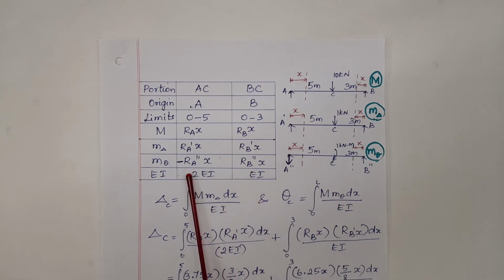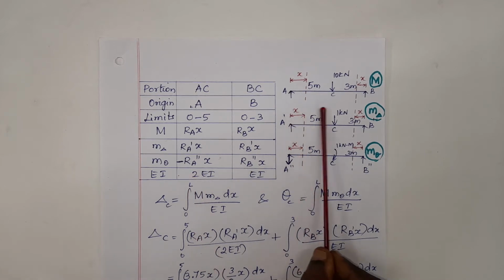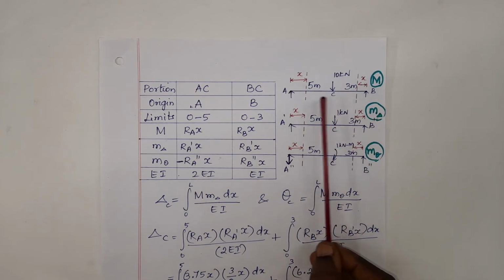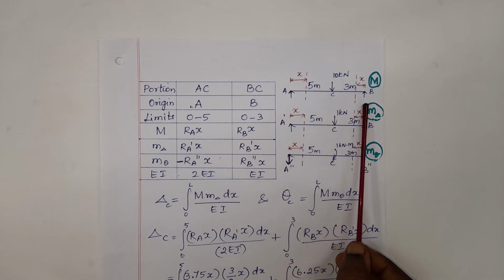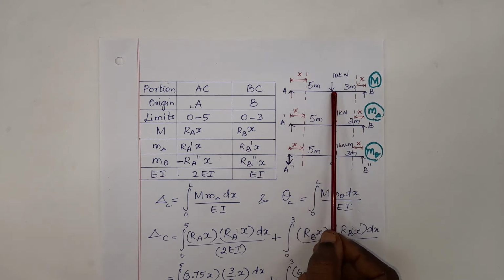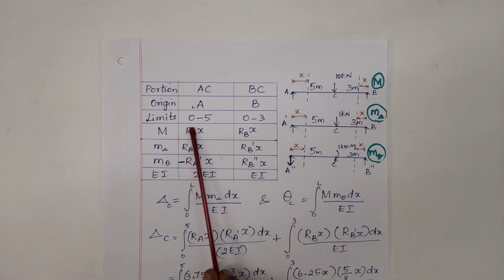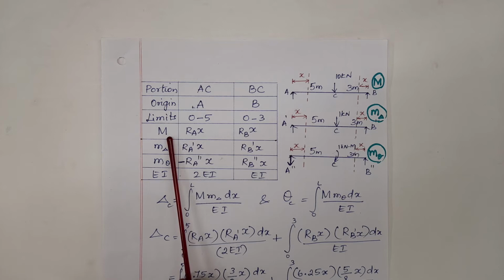Now check this tabulation. I have two segments, AC and CB. The length of each segment will be the limits of each, 0 to 5 and 0 to 3. So the limits are noted here. Capital M expression, that is due to the given load system.